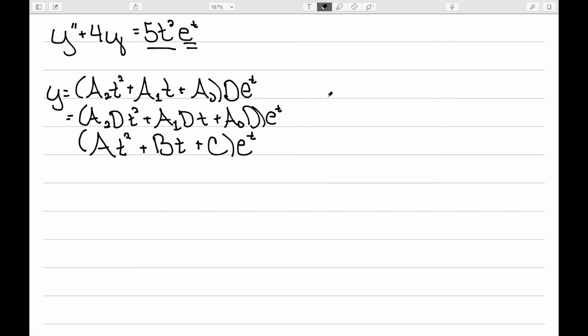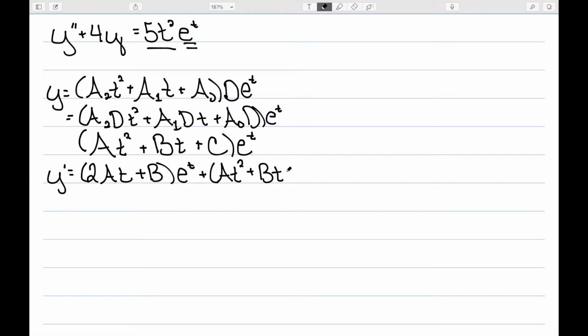Now that we have this, we can find y prime. We will have to use the product rule. The derivative of the first would give me 2at plus b times the second plus the first, which is at squared plus bt plus c, times the derivative of the second.